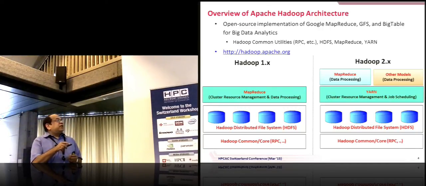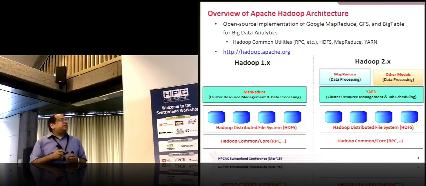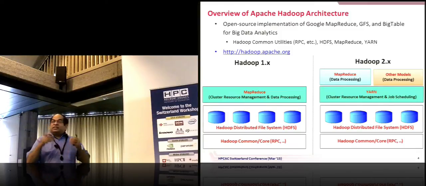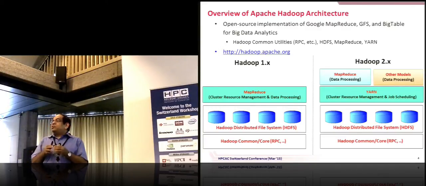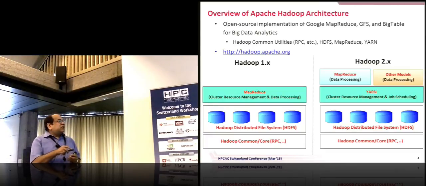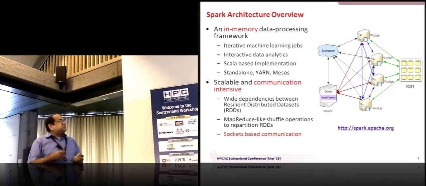In Hadoop 2.x, they have been decoupled, and we have a YARN component which focuses on cluster resource management and scheduling, whereas MapReduce and the other models sit on top of that. Below each of these components is the Hadoop Distributed File System. That is one important component, and we'll be taking a good look at it. There are also other components like RPC.